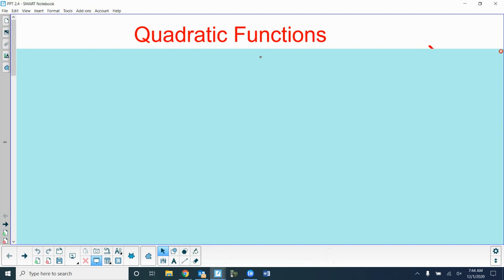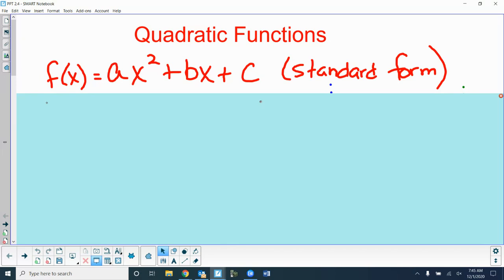Quadratic functions. We've done a little bit of that already. Last week we did linear functions where we graphed lines, we found slope of lines, wrote equations of lines, did some domain and range, stuff like that. Okay, so for quadratic functions, they look like this. Now, this is what we call standard form.